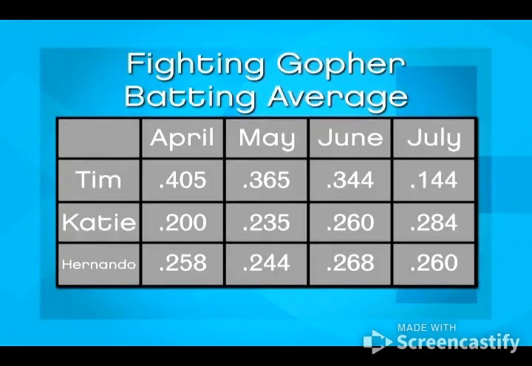Next, line graphs. Line graphs show how results change as an independent parameter changes. Often the independent parameter is time. They are useful for showing both short and long-term trends. Let's go back to our table of the Fighting Gophers. We're going to convert this table into a line graph.